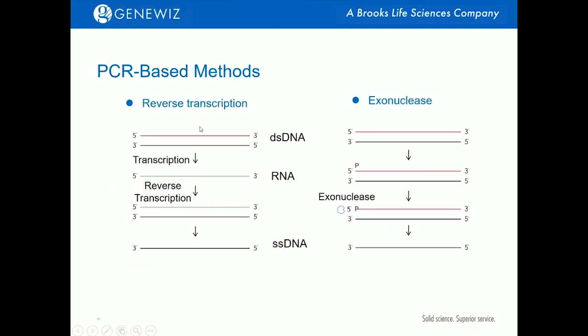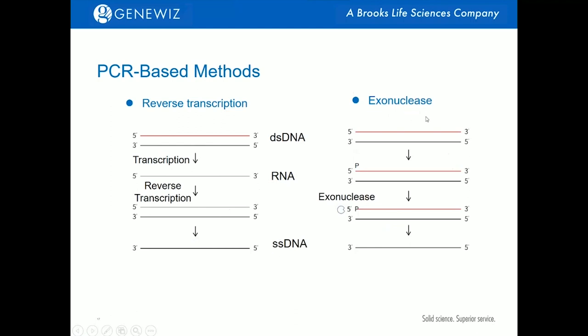The first two are reverse transcription and exonuclease methods. For reverse transcription, you first prepare a double-strand template. Only one of the strands will be transcribed into an RNA, which is then reverse transcribed into a single-strand DNA. Then both the double-strand DNA and the RNA can be removed from the reaction system, and the single-strand DNA of your target remains.